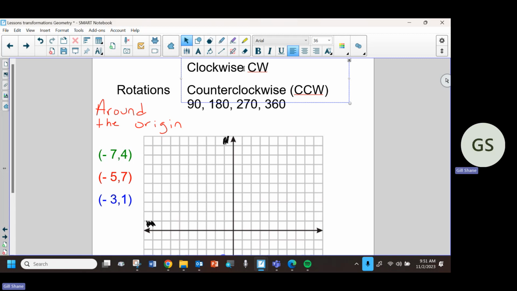Counterclockwise is just the opposite. So clockwise is like that. Counterclockwise is the other direction. So you need to know those two definitions.